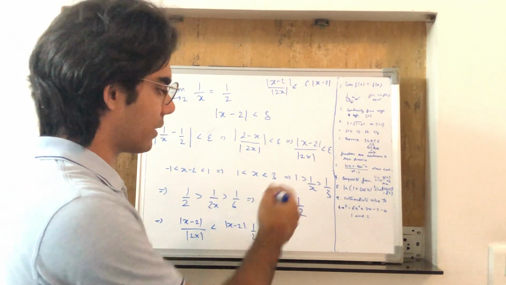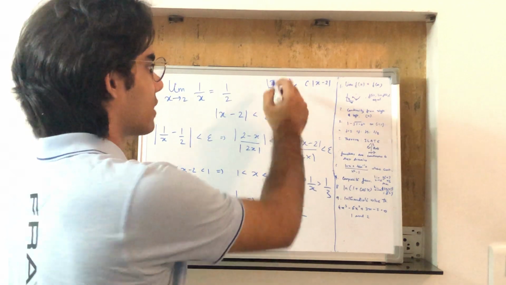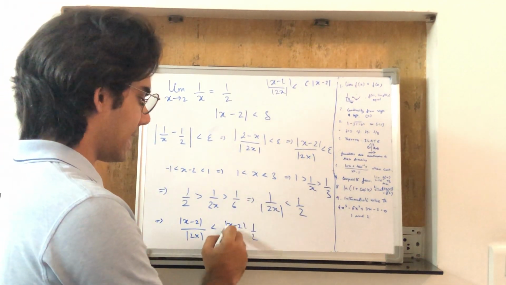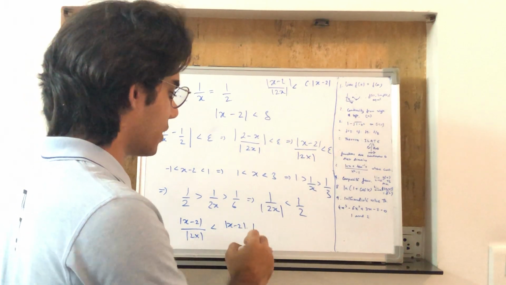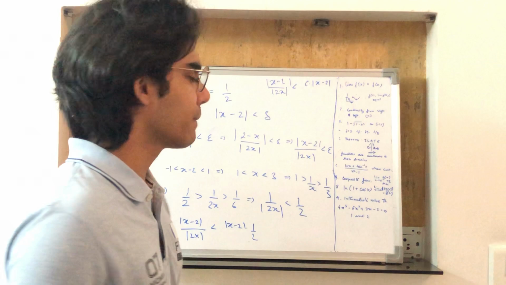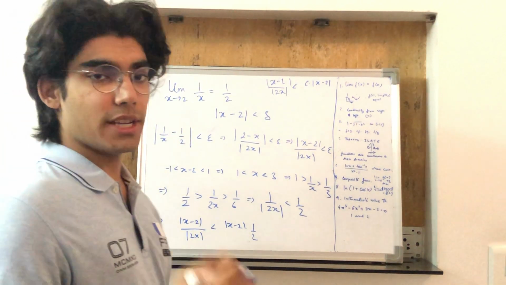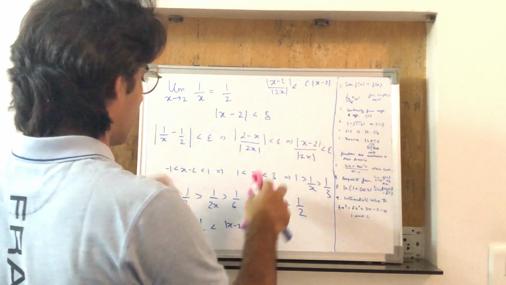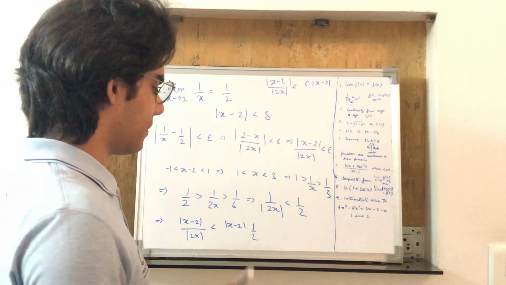Now, if I multiply both sides by the absolute value of x minus 2, I'm going to get the absolute value of x minus 2 over 2x is less than the absolute value of x minus 2 times 1 over 2. So this is my c. I just found my c here, okay? So, all right, now I found my c. How do I write this out? So now I know that c is 1 over 2.